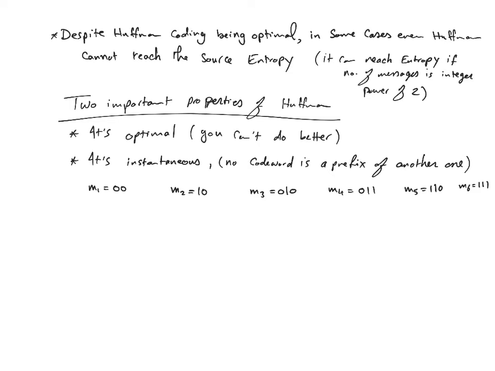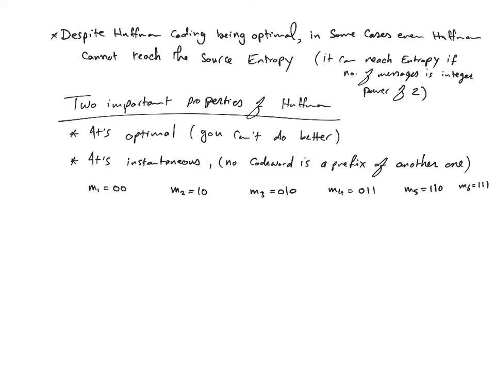That's why we call this an instantaneous code. Imagine that you are a receiver and you are getting bits. As soon as you get 0, 0, you will immediately know that this is M1, because 0, 0 will not appear at the start of any other code word. You don't have to wait for the next bit. You can immediately say M1 decoded, and you generate M1. As soon as you get 1, 0, you will generate M2. You don't have to wait for the next bit.